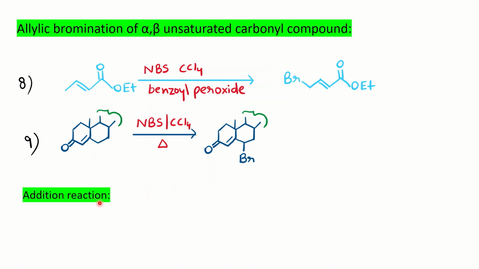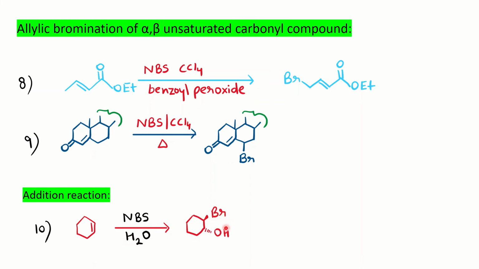The next application of NBS is addition reaction. Let's say you have NBS and cyclohexene. We have discussed it already, that in the presence of NBS we do the allylic bromination, right? But along with that, if they give you H2O, that is a polar solvent here, then instead of allylic bromination, the addition takes place, and you get this trans product here.